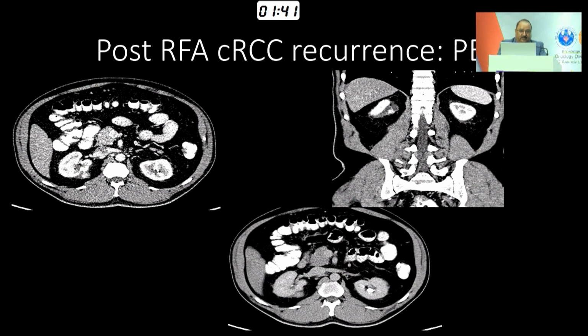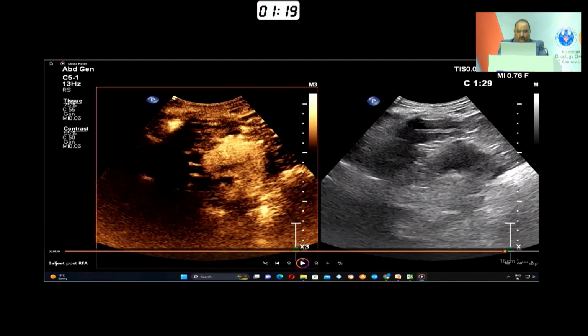This was a post-RFA clear cell RCC which was ablated, and you can see follow-up imaging. There is a small enhancing nodule in the ablated zone, and you can see a small vessel traversing to this lesion. So this is a clear-cut recurrence. So what we decided, this is a very small recurrence.